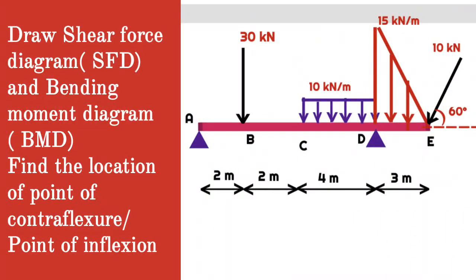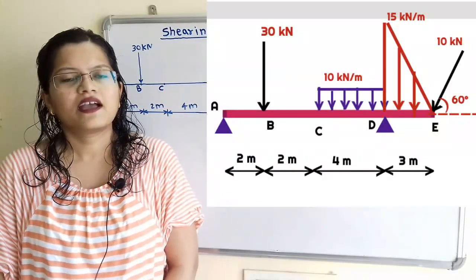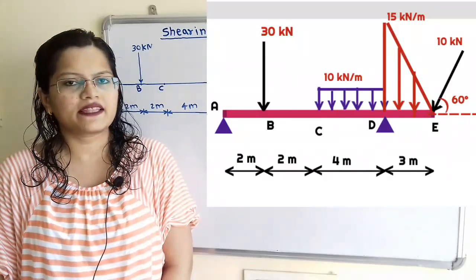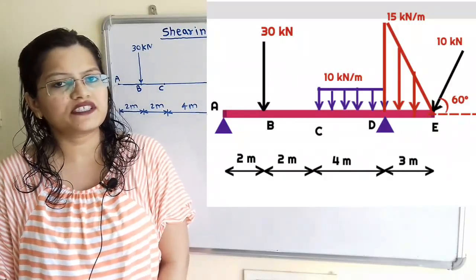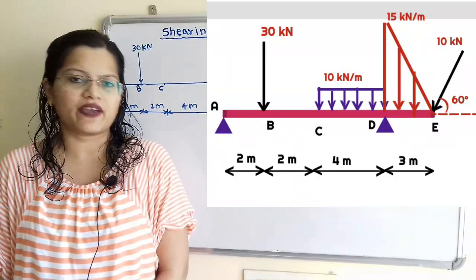Given the question, draw the shear force diagram and bending moment diagram. Find the location of the point of contraflexure or point of inflexion. In this question, the beam is carrying a point load, a uniformly distributed load and a uniformly varying load.